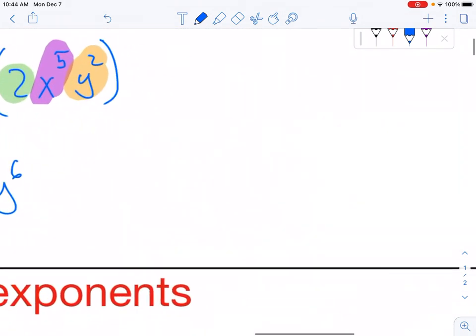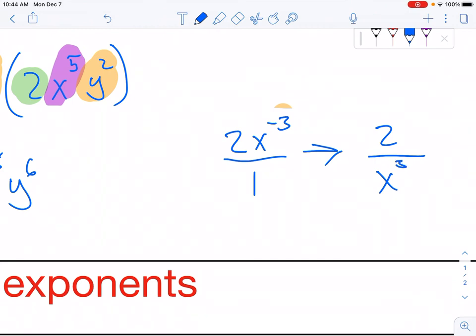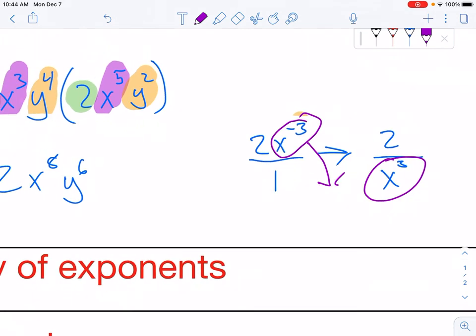We also learned about negative exponents. If we have 2x to the negative third, that means this x to the negative third is in the wrong place. It's all sitting over 1, so in order to write this with all positive exponents, which is simplest form, we move our x to the negative third downstairs and it becomes x to the positive third. So we change the sign by moving it in the fraction.